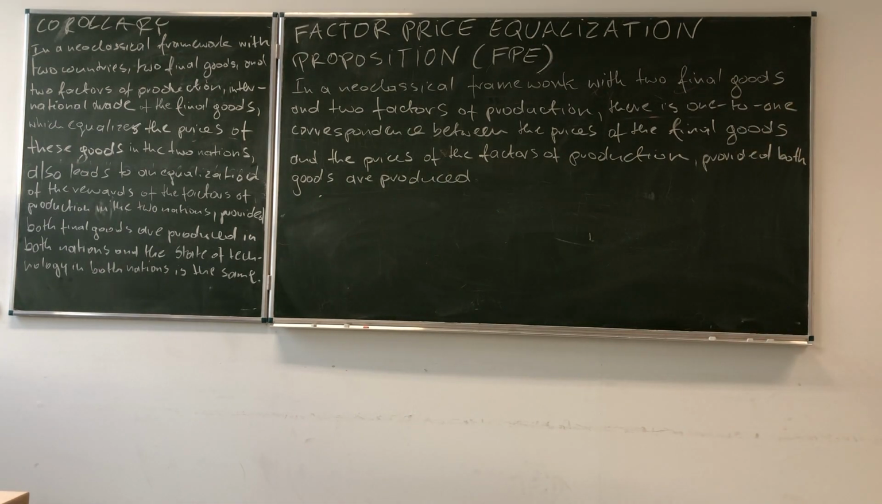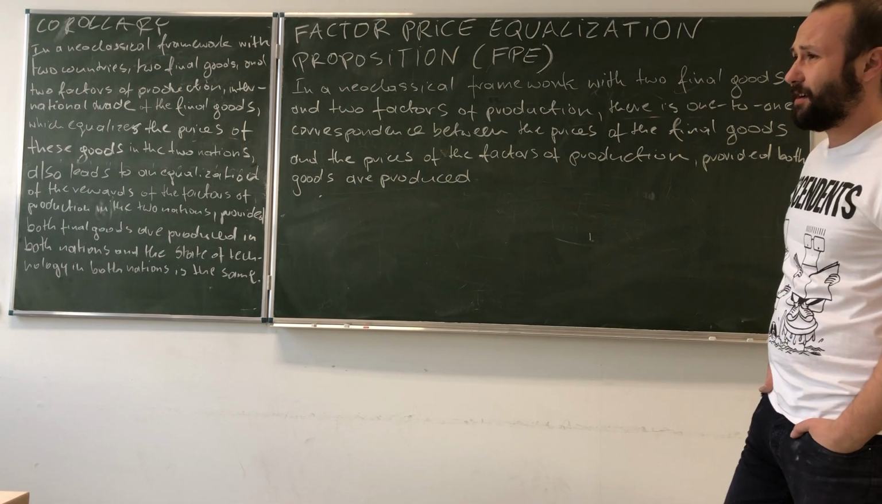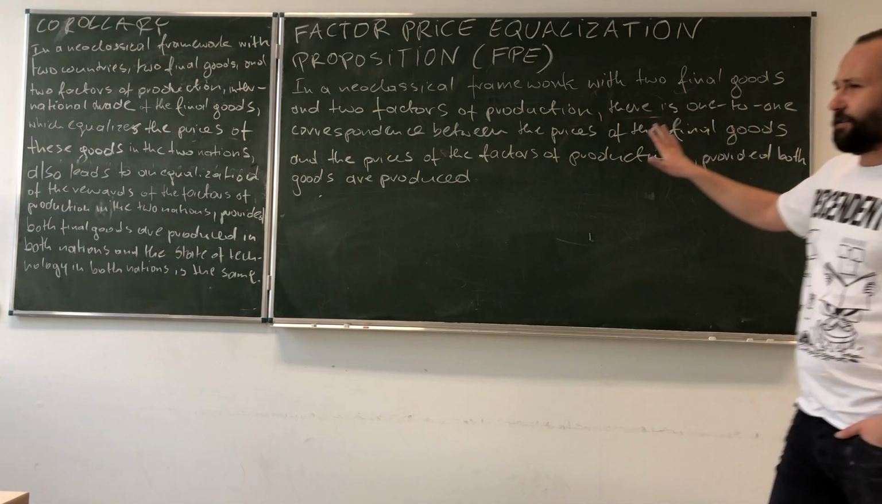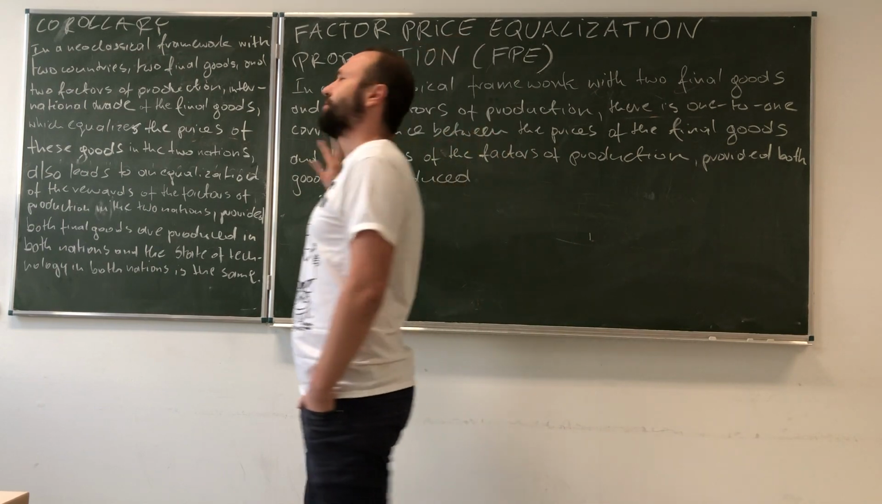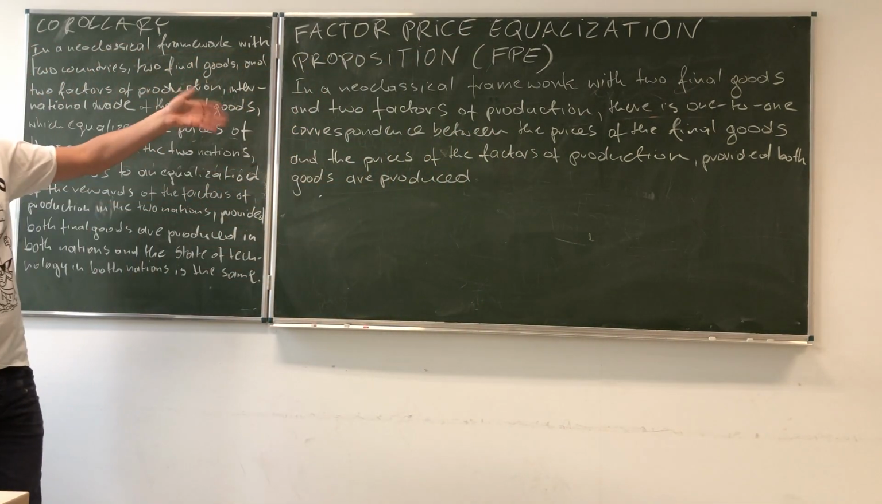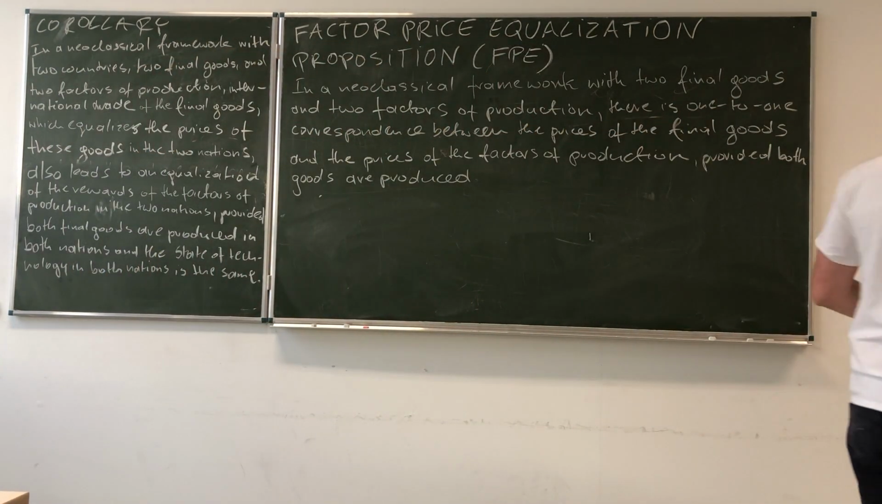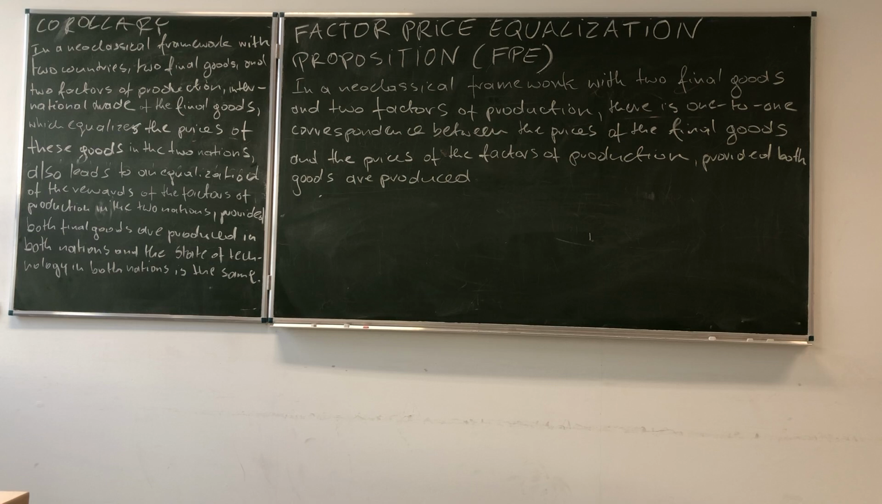This is the assumption that we will maintain for the rest of our considerations of the neoclassical model of trade. But look, what we see over here is a description of an autarky. We are talking about one country in which we have two final goods and two factors of production. And what does this proposition tell us? It tells us that there is a correspondence between prices of final goods and prices of factors of production.